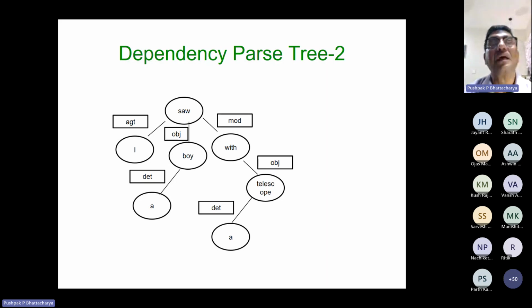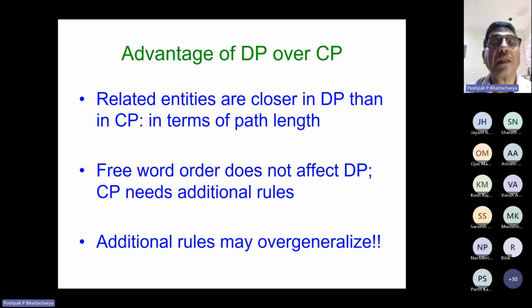In fact, entity relationship extraction, information extraction, all of them depend in the first step on dependency parsing. So dependency parsing can be considered a very fundamental process and tool in NLP. Now, there are several advantages of dependency parsing over constituency parsing. The related entities are closer in dependency parsing than in constituency parsing in terms of path length.